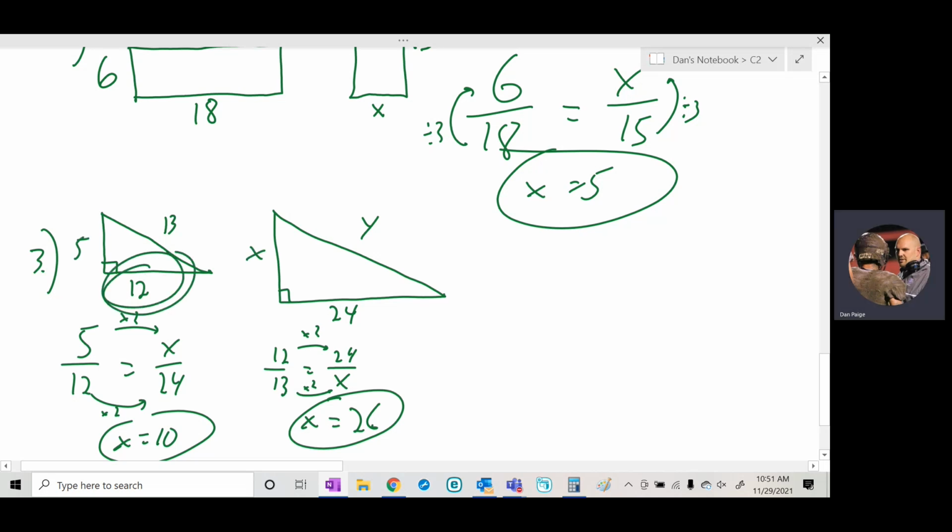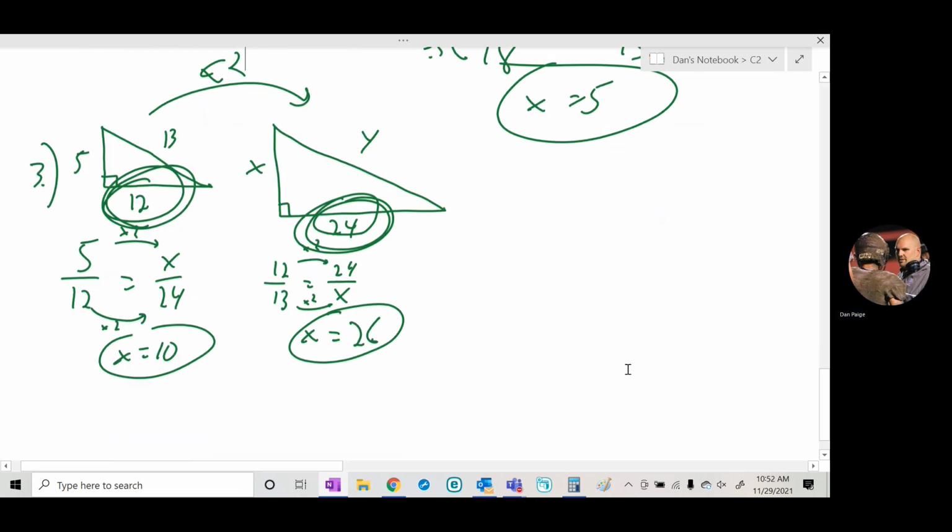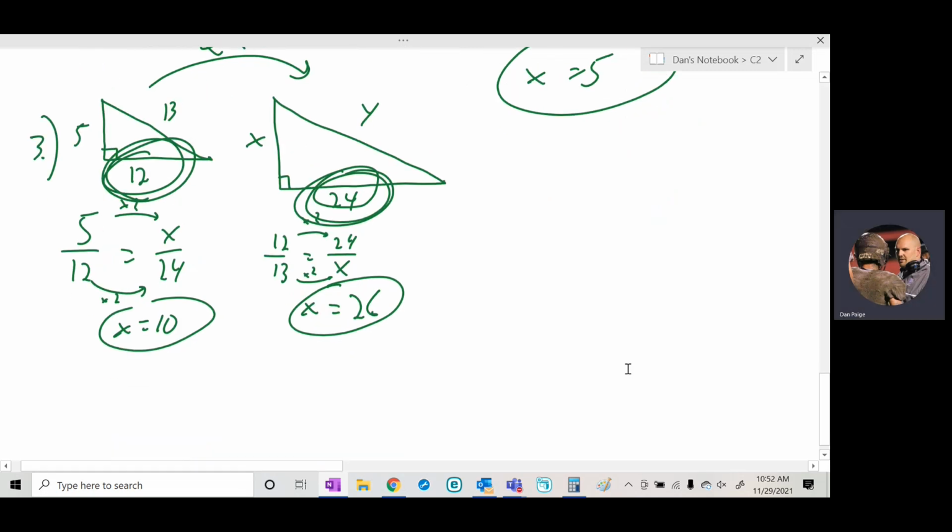Another way you could have thought of this as well is that you could just realize, oh, look at this. From 12 to 24, as far as the whole triangle goes, is times 2. So then you can just treat each one like its own problem. Well, 5 times 2 is 10. 13 times 2 is 26. Pretty easy, huh? So that's the same thing we've been doing, but with pretty pictures.